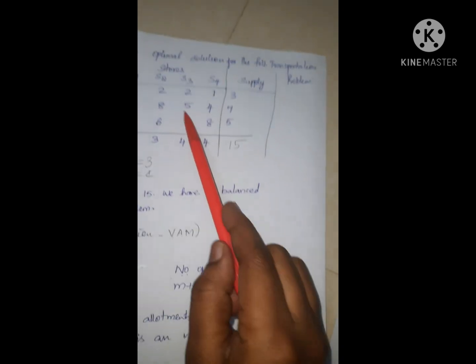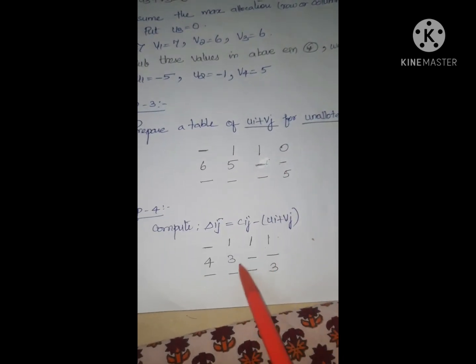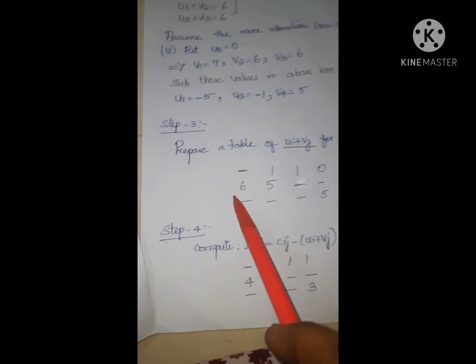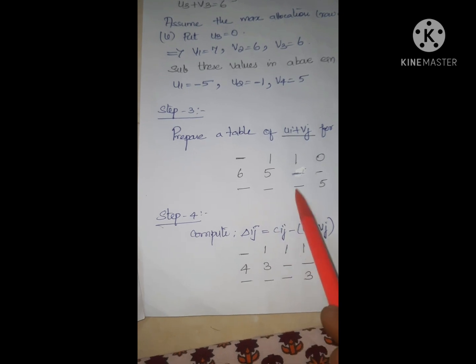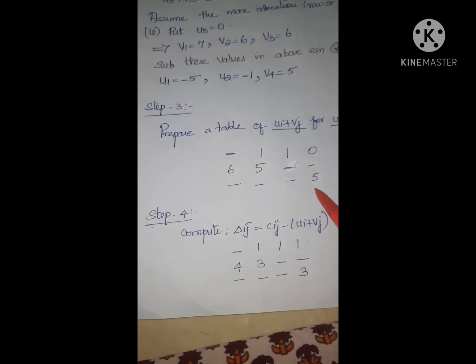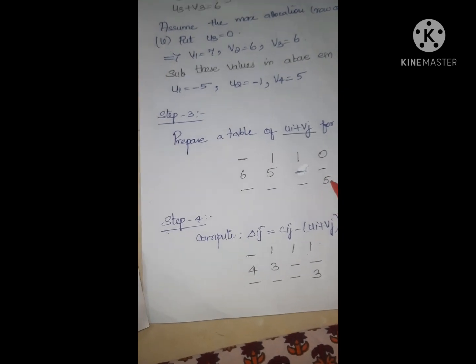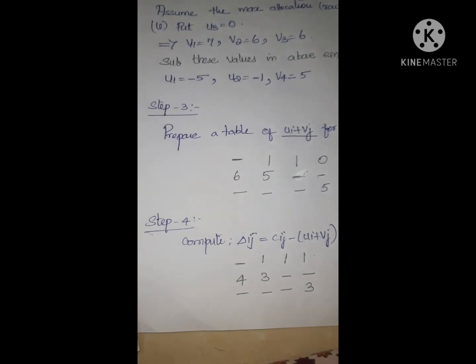Then 8. 8 minus 5 is 3. Then the next ones are dash dash, so here also I put dash dash. Third row, I have in the previous step dash, dash, dash, so here also dash, dash, dash. Then I have a Ui plus Vj as 5. Subtracting this 5 from the original cost value 8, Cij minus, so 8 minus that 5 will give you 3. This completes my computation of delta ij.